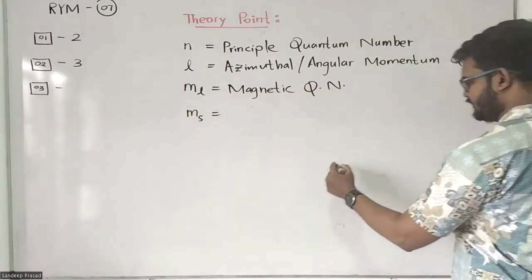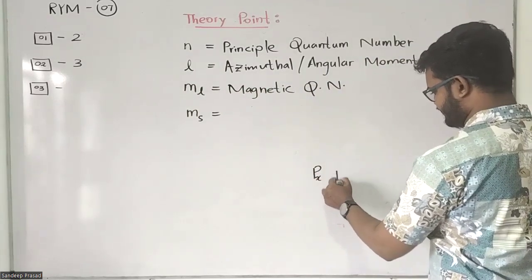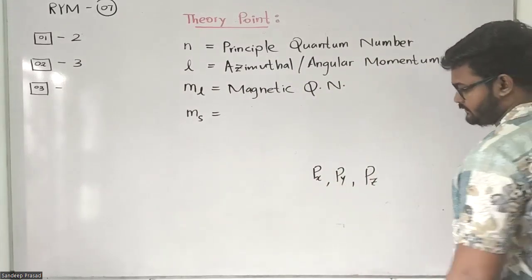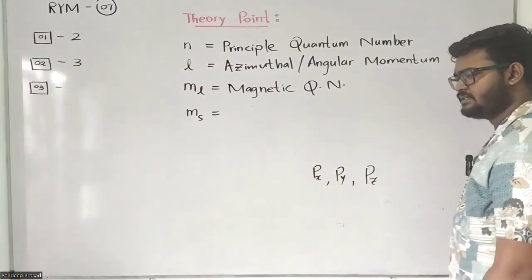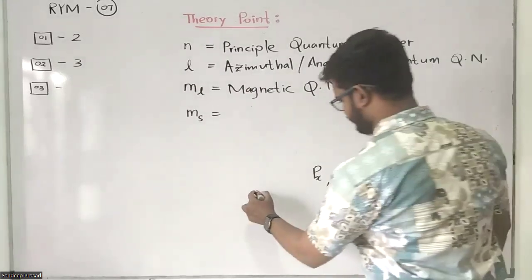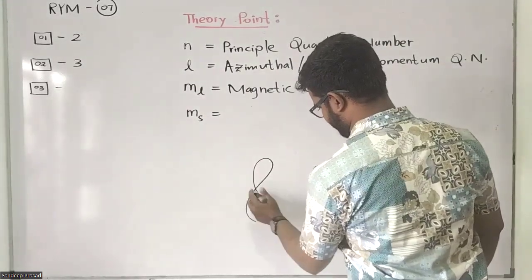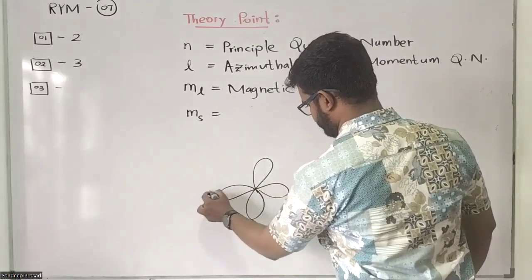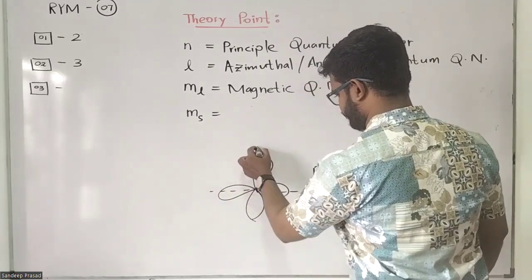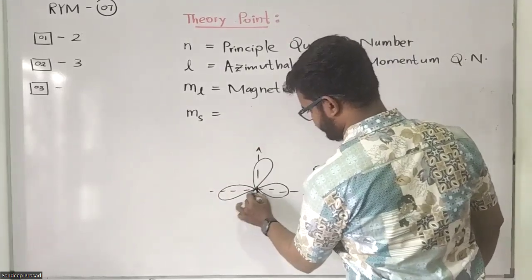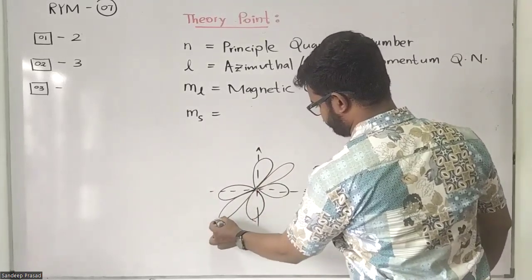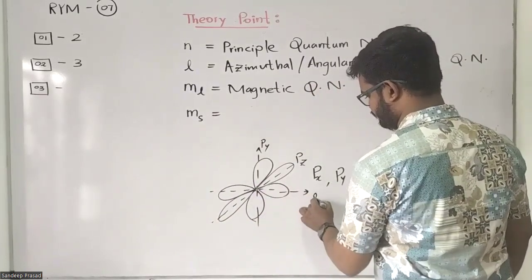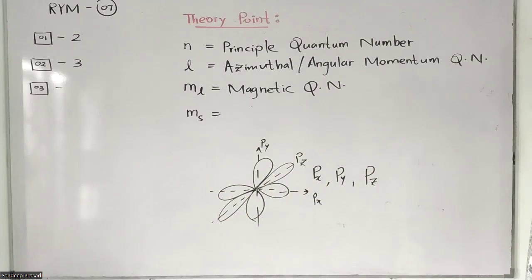For example, if there are 3 p orbitals in the p sub energy level, we know that px, py, pz. These are the 3 orbitals in the p sub energy level, and they are arranged in different spatial orientations, right? So when you consider, this is px, py, px, right? So for this direction we have pz, in this way, right?